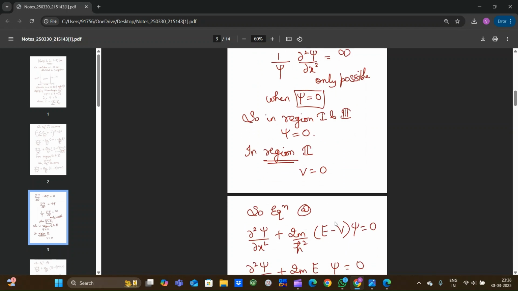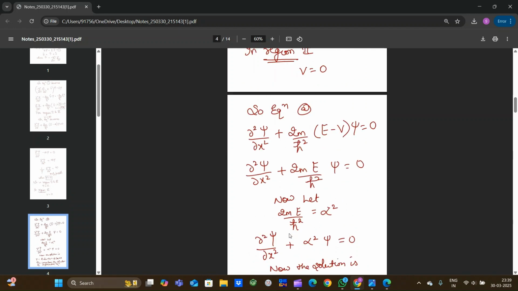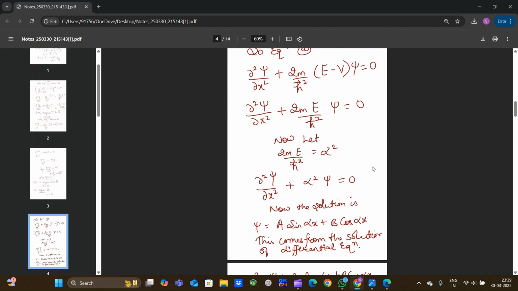So I will use the same equation that I created from the Schrodinger's equation, and I will put V equal to 0 here, and this will become del square psi by del x square plus 2mE by h bar square psi is equal to 0. Now what I will do is put 2mE by h bar square equal to alpha square. Now this will become del square psi by del x square plus alpha square psi is equal to 0.